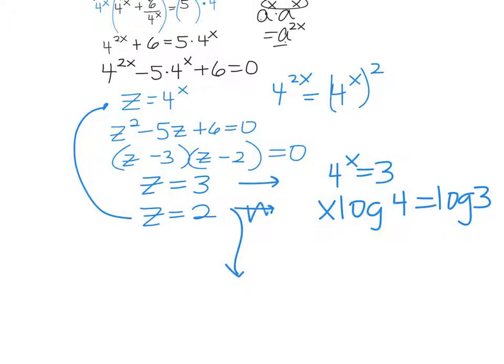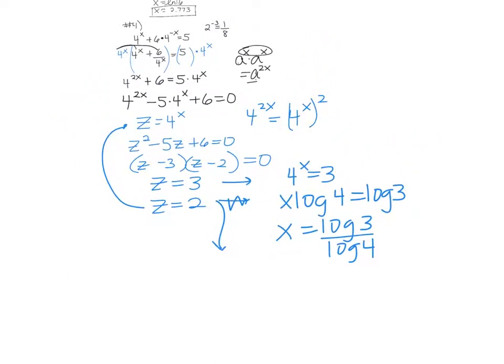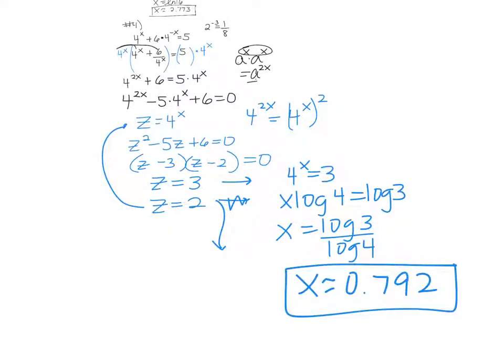Sorry, that's going to be over here. And then divide by log 4. So my first answer is log 3 over log 4, which I can get a nice decimal answer. Well, not so nice, but log 3, close parentheses, divide by log 4. X is about 0.792. Okay, and then we'll solve for the other one. So z equals 2. So 4 to the x equals 2 now.